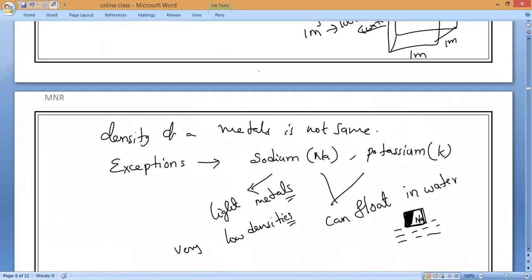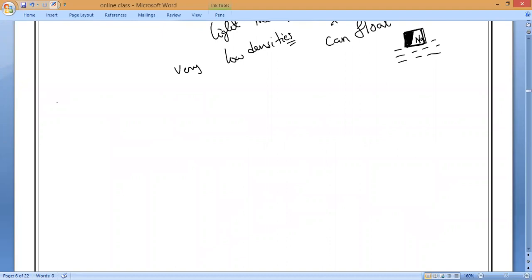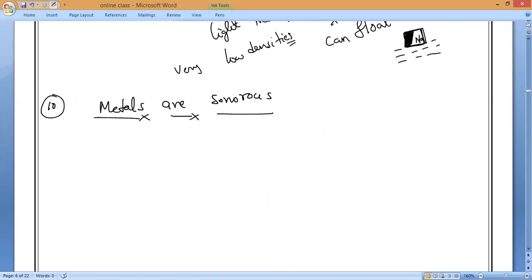So metals have high densities. That is the 9th property. The next, the 10th one: metals are sonorous. What is the 10th property? Metals are sonorous. What do you mean by sonorous? That is what I want to know.